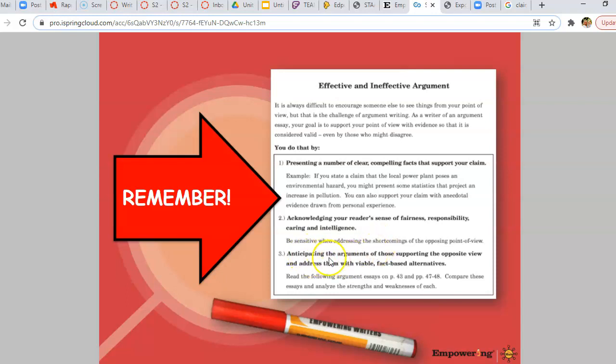You also need to anticipate the arguments of those supporting the opposite view and address them with viable fact-based alternatives. So when you have someone present an opposing point of view, you need to see ahead of time, well, they're going to think this, so I need to find research to present against that. All right? So when we talk about argumentative writing, remember, you want to state your claim for or against, pro or con, and then you want to make sure that you have evidence-based supporting arguments.